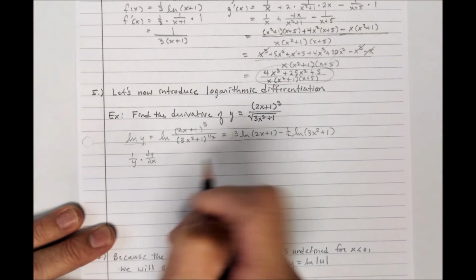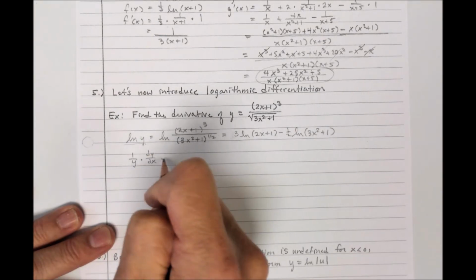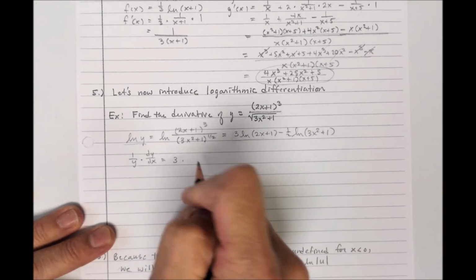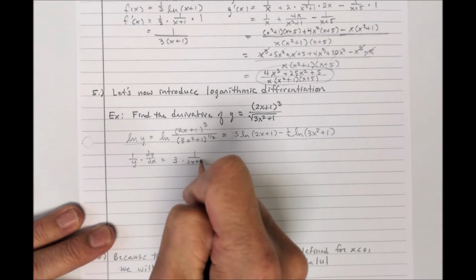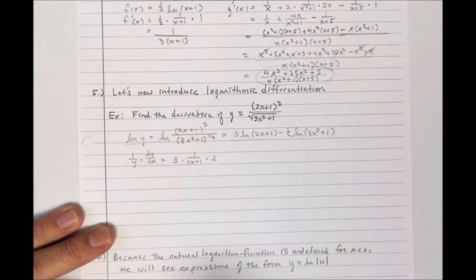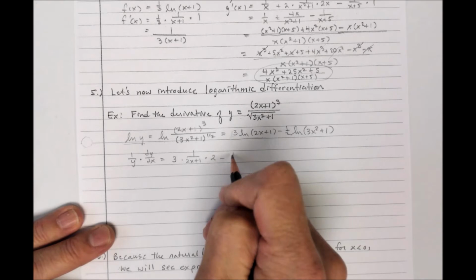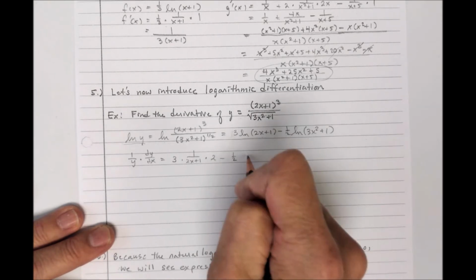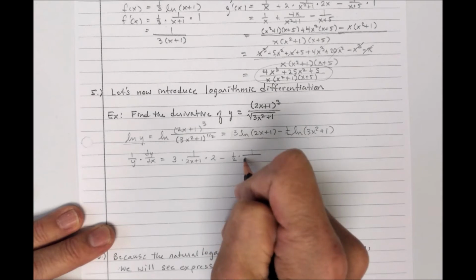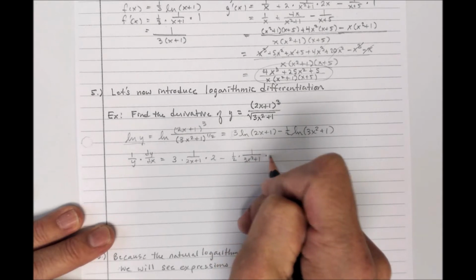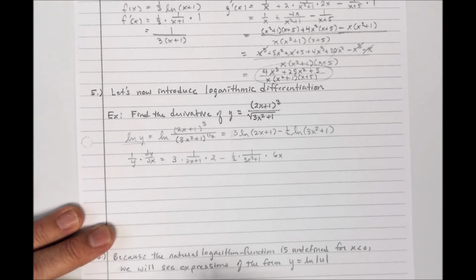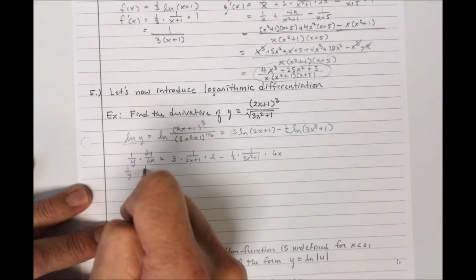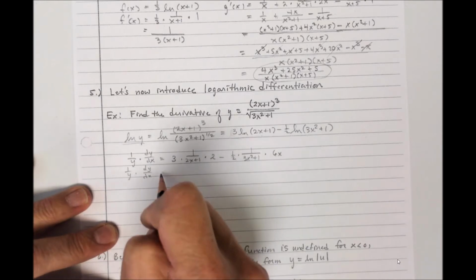And then over here on the right side, this is going to be 3 times the derivative of the natural log of 2x plus 1, which is 1 over 2x plus 1 times the derivative of 2x plus 1, which is 2, minus 1/2. Now the derivative of the natural log of 3x squared plus 1 would be 1 over 3x squared plus 1 times 6x, the derivative of 3x squared plus 1. So I have 1 over y times dy/dx. See if I can neaten this up a little bit.